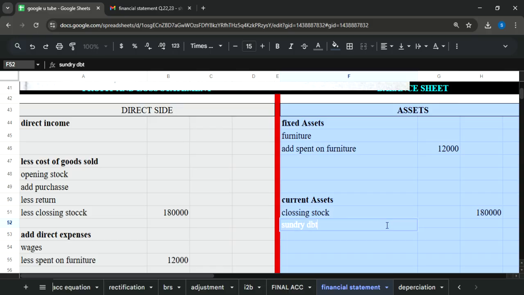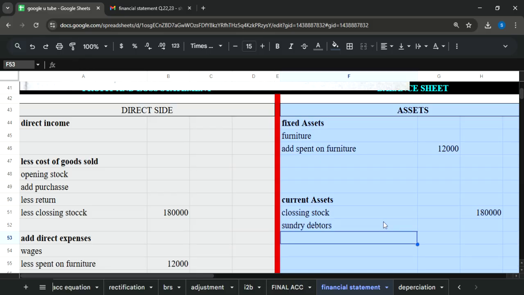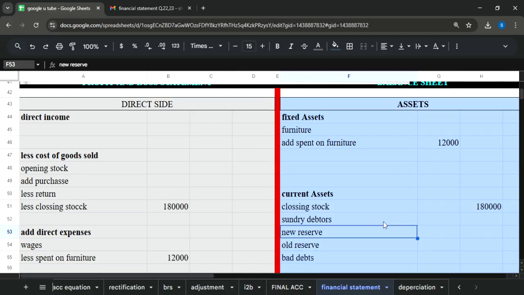Here you will write, as usual, sundry debtors first, then you will see new reserve again because it should have two effects, old reserve, and then bad debts. Now you will see first new reserve and then you will add old reserve and then you will subtract bad debts. The final answer would be subtracted from debtors. So you will be writing debtors over here.